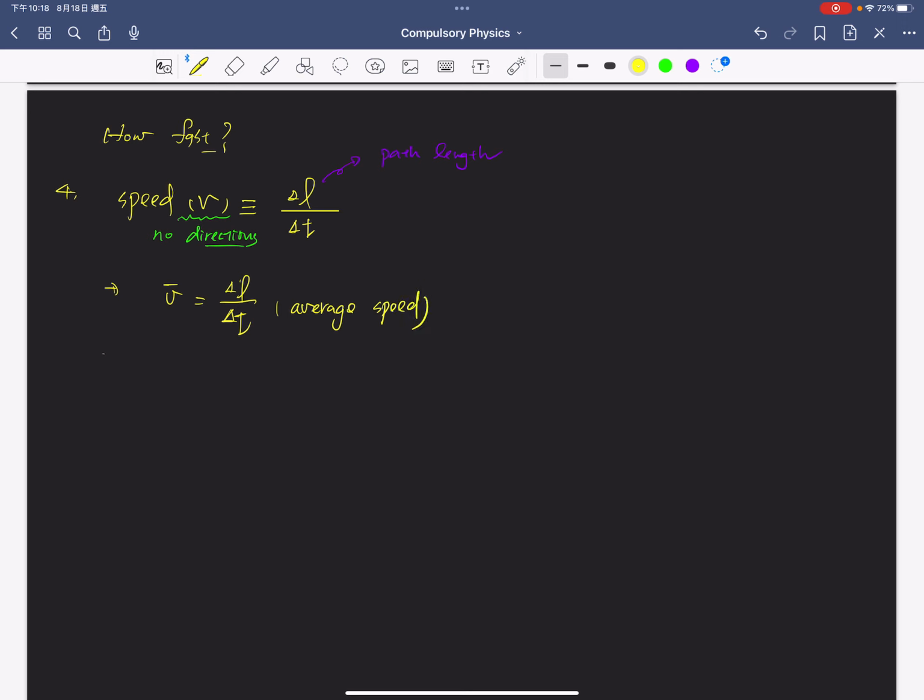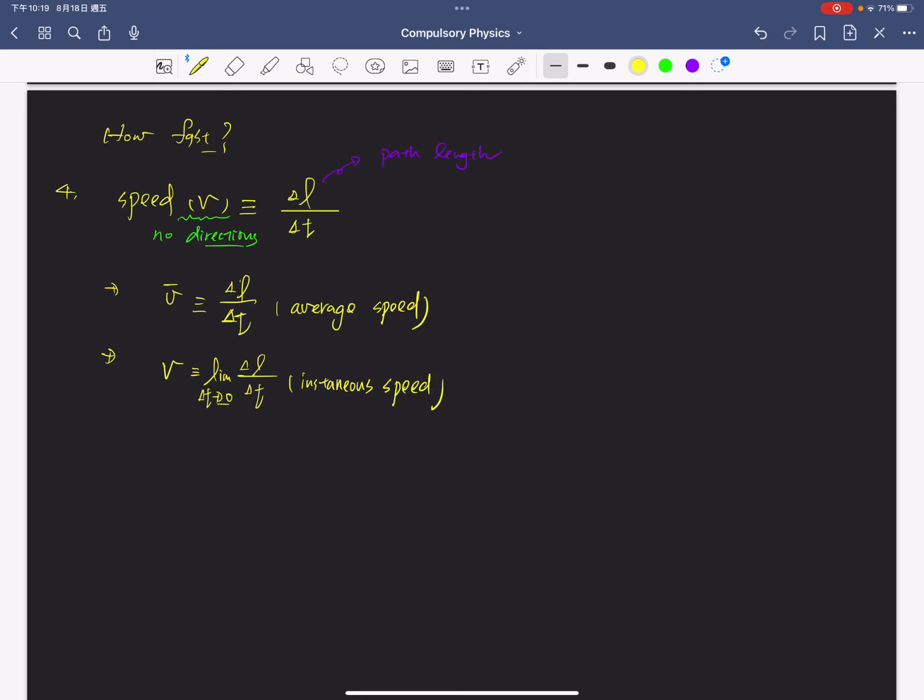Okay, however, there is another thing we call the limit symbol. The limit symbol means that the time interval is in the limit toward zero, almost nearly zero. So this is the definition. We call this the instantaneous speed.